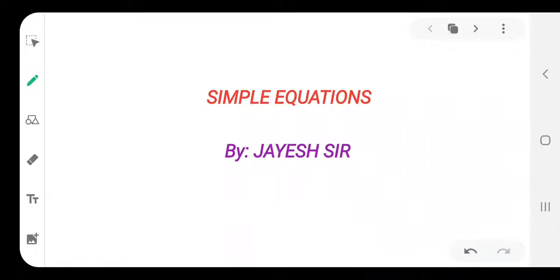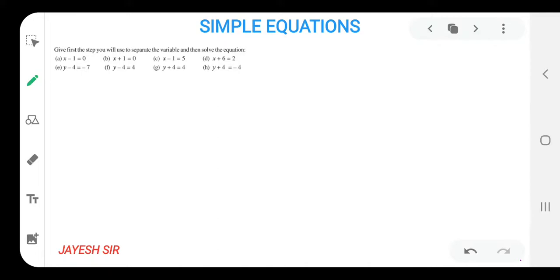Friends, today's topic is simple equation, and this is the second part of our chapter. As we already covered in the first part, we saw how to form the equation from the statements given and vice versa. That thing we did in the previous video. So let us see what new we are going to learn today in this chapter.